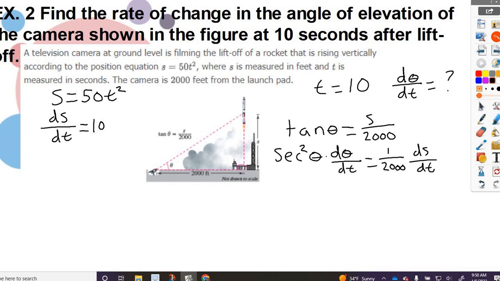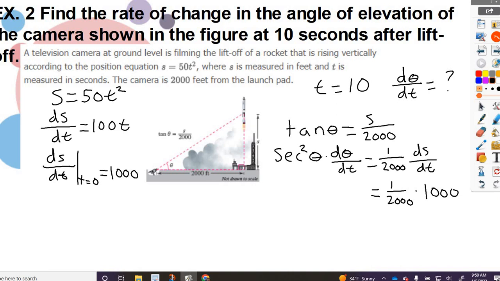Yeah. We're all okay with that. Yes? But at the end of the day, what did we say that we're wanting to plug in for our t? 10. So what do I end up with for ds/dt? 1,000. So 1 down, right? So this just becomes 1 over 2,000 times 1,000. So 1 down.